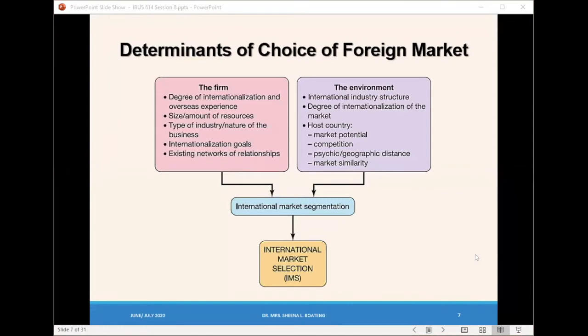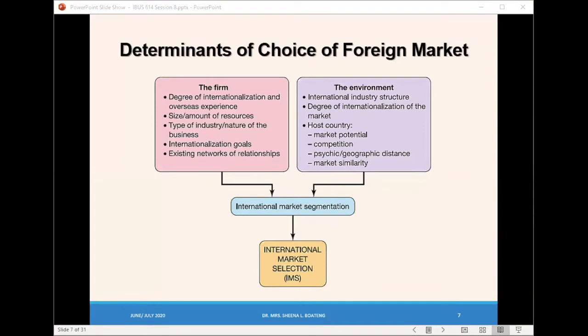Now, when a firm is choosing a foreign market to operate in, we just established that they look at their characteristics as an organization, as well as the characteristics of the environment within which they are operating. Now, in terms of market selection, when it comes to the firm, there are certain important characteristics that they have to look into. There are a number of them, but these characteristics we are going to talk about should be pivotal on the firm's agenda.